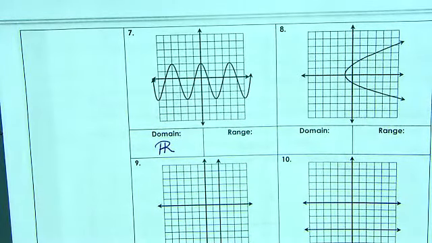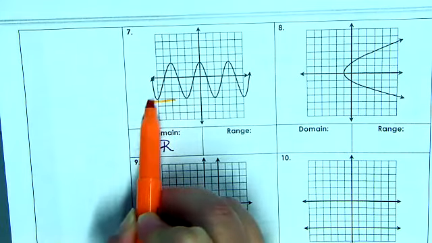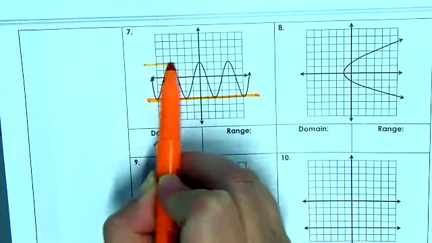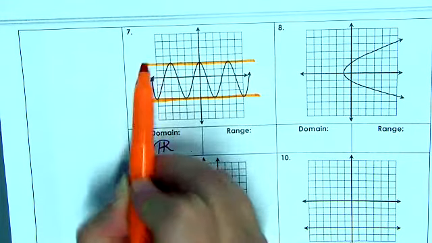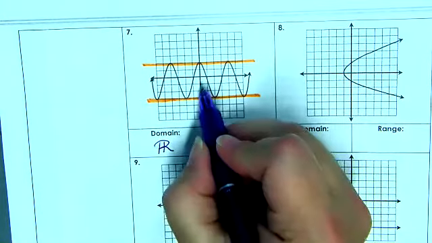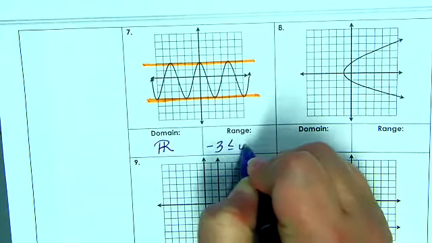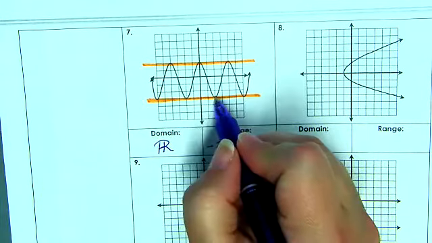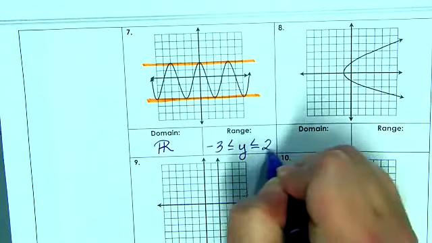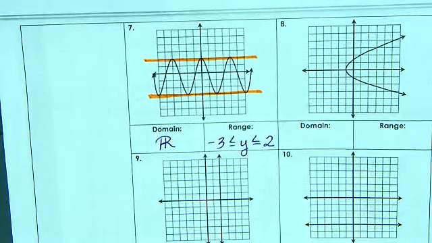Where my limits are is how low it goes, because if I look at this, it doesn't go below this line at all, and it doesn't go above this line at all. So therefore, my range is, the lowest it's going to be is 1, 2, 3, -3. -3 is less than or equal to y, and it's equal to it because it lands on the line, is less than or equal to the highest, which is 1, 2. There's my range. -3 is less than or equal to y, is less than or equal to 2.